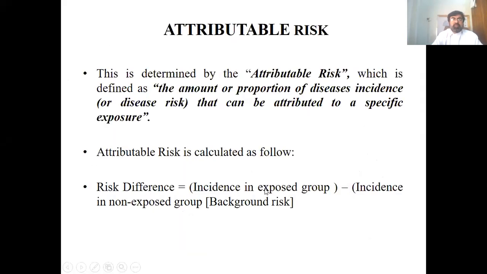Let's take it further. This is determined by the attributable risk, which is defined as the amount or proportion of disease incidence or disease risk that can be attributed to a specific exposure. The excess risk is called attributable risk. Attributable risk is calculated as a risk difference: incidence in exposed minus incidence in non-exposed.